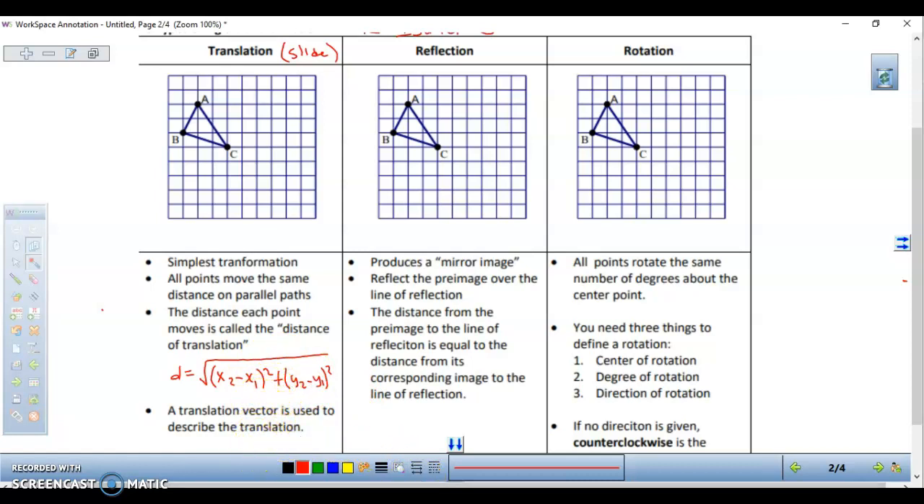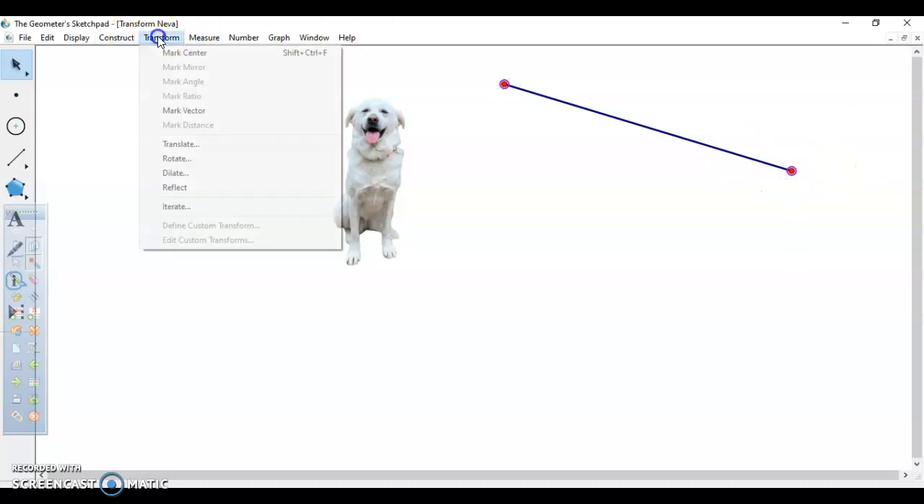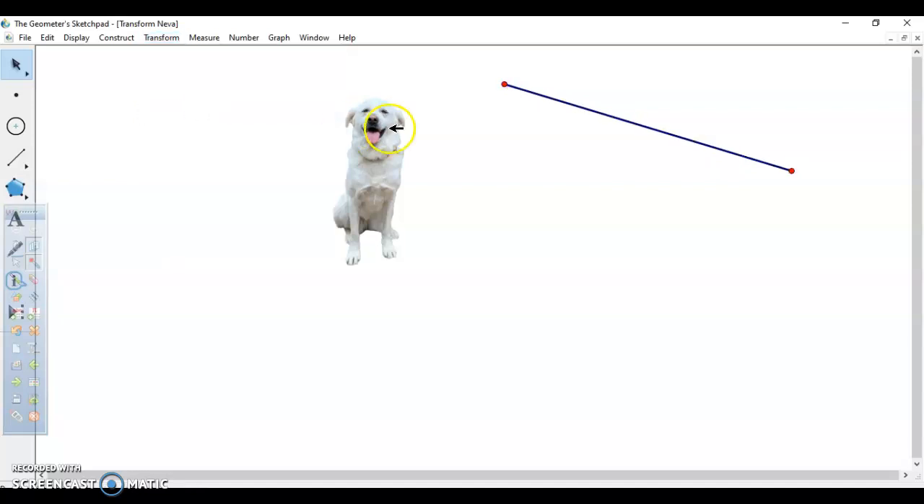All right, now let me just show you a quick and easy example of a translation. Look, here is my beautiful dog, Neva, and I want to translate Neva. So the first thing I got to do is tell the computer, remember, a translation is just a slide. So I need to tell the computer what direction to slide Neva and how far to slide Neva. And I'm going to do that by drawing the segment. So I'm going to say, all right, I want Neva to start here, and I want Neva to end here. So I'm going to tell my computer to mark what's called a translation vector. You can see it like the little dotted line saying, okay, I'm going to move it from here to here.